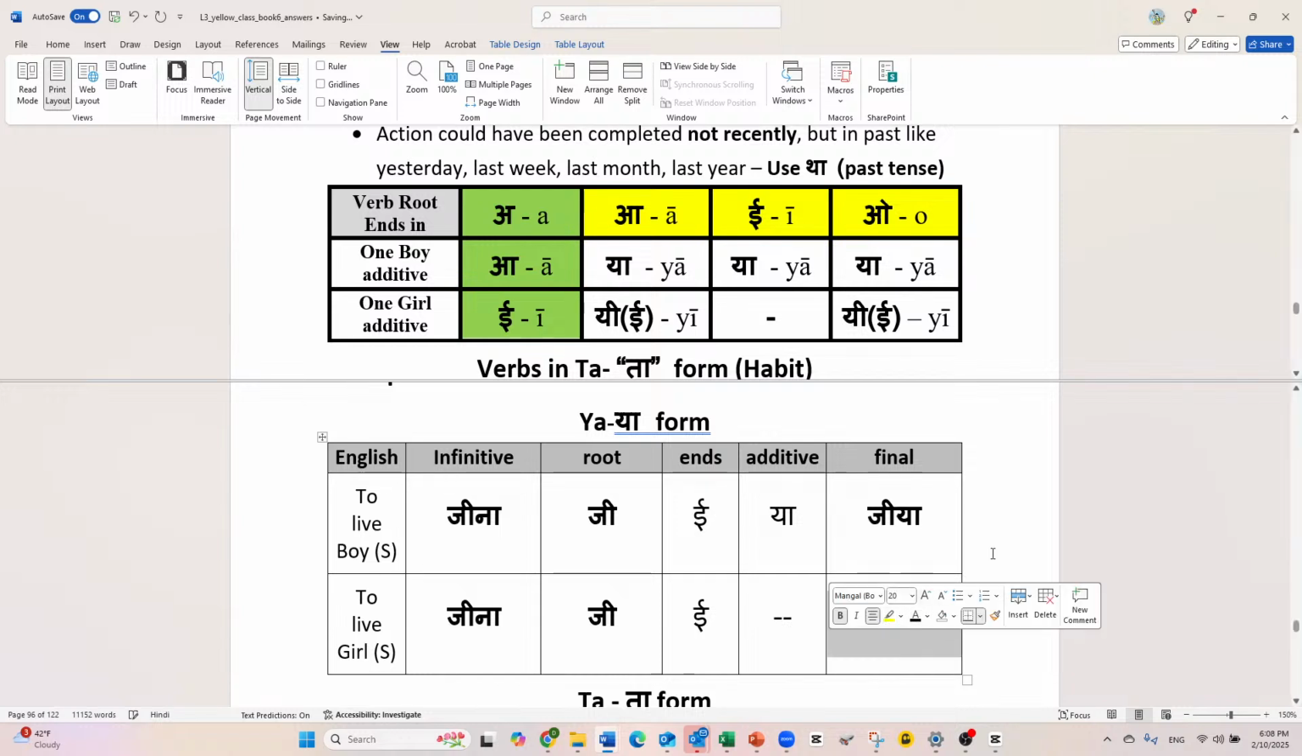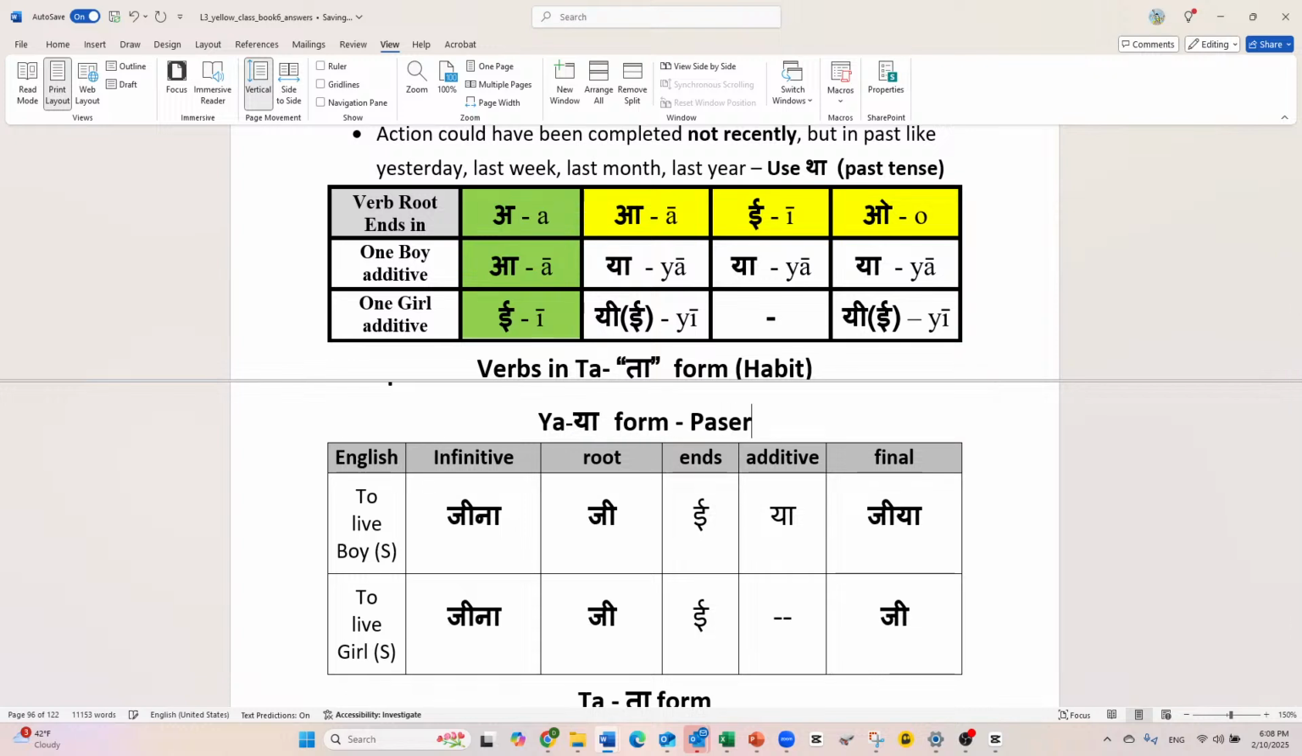So now this is called the ya form. This is called the ya form. And another word for ya form is past participle. You can write on top of your page, past participle.